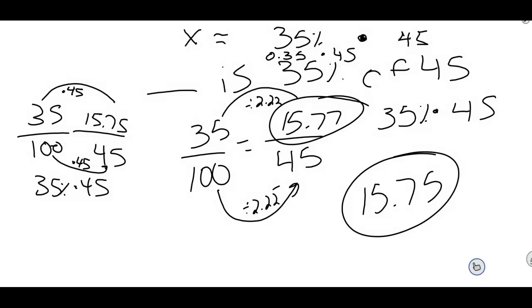35 over 100. We can write a percent as the percent symbol, as a decimal, or as a fraction. All three of them are equivalent that way. All right. Let's go ahead and move on to our guided notes now.